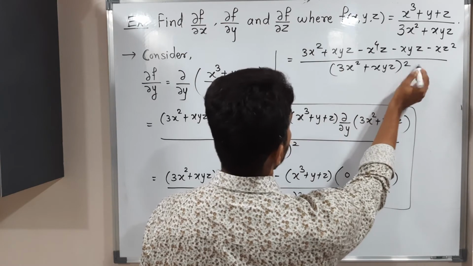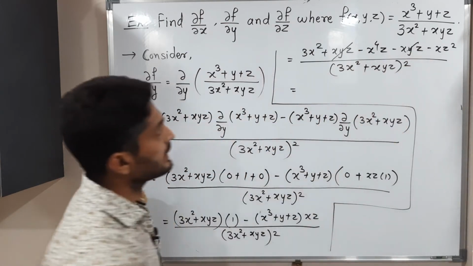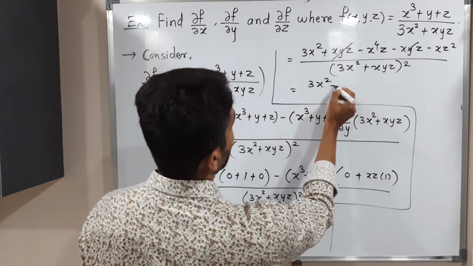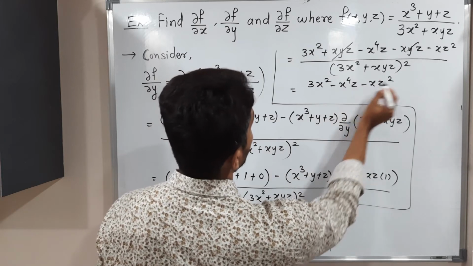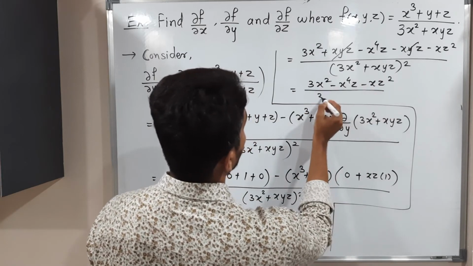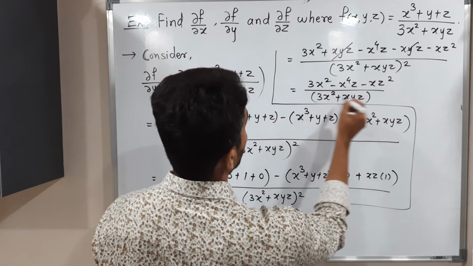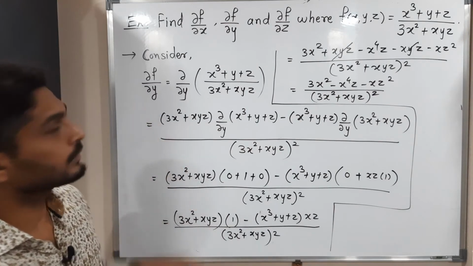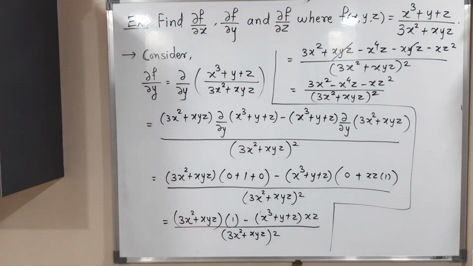Tell me, can we cancel any terms? Yes, xyz and minus xyz will be cancelled to each other. So that's why 3x square minus x raised to 4z minus xz square, whole divided by (3x square plus xyz) bracket square. So this is the required answer. Getting? So in this way we calculated del y by del y. After that we will go for del y by del z.